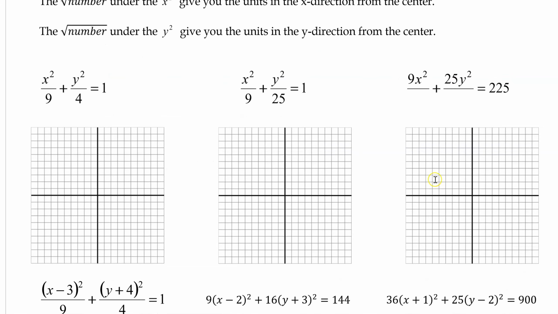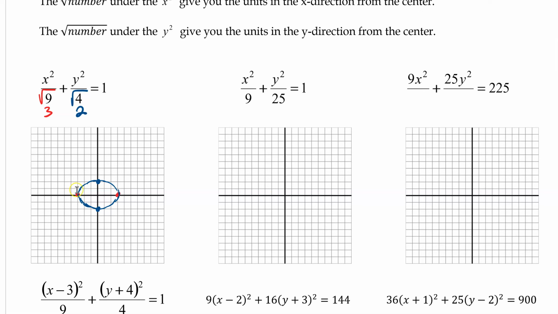So let's try one. An ellipse is not a circle, obviously. So if I square root that 9, I get 3. So we're saying go 3 units right, 3 units left. And I square root the 4, I get 2, and that's 2 units up, 2 units down. It's a squished circle here. And so what this is, our oval, it's our ellipse. And you can see that one axis is bigger than the other.